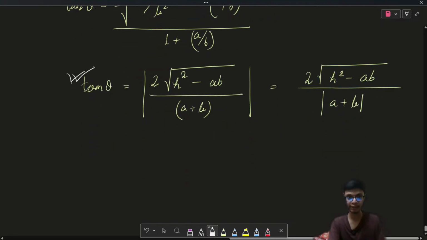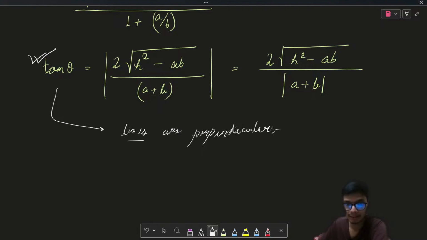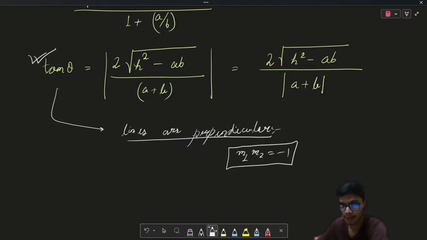So two important results that you also need to keep in mind: if my lines are perpendicular to each other, that means the product of slopes should be equal to minus 1, right? And that can also be proved by tan of theta being 90 degrees, that means it will tend towards an undefined quantity, and that only happens when a plus b is equal to 0.